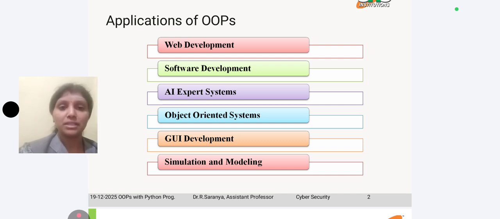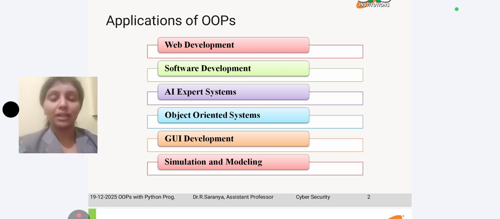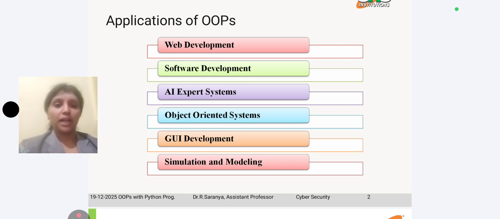Object-oriented systems are none other than embedded systems and the like, such as homemade household things like a washing machine, where we can connect OOPS concepts. Then GUI, graphical user interface development, and gaming and game development are also possible while implementing OOPS concepts. And then simulation and modeling. If you want to create some model, we can also apply an object-oriented programming language for that.